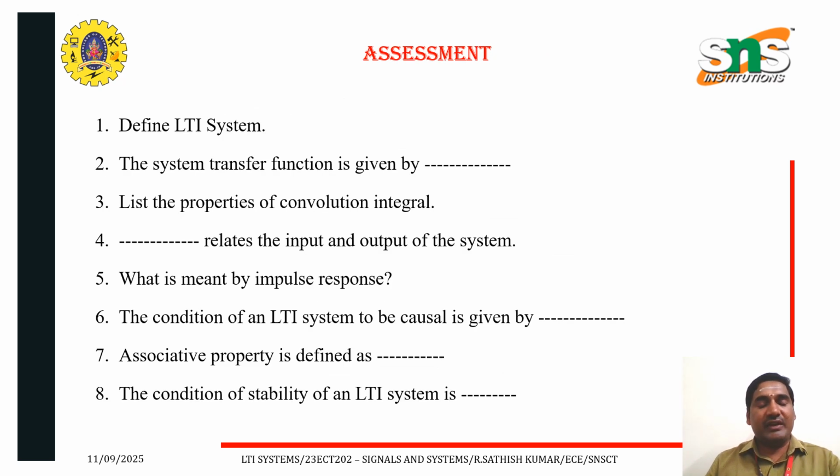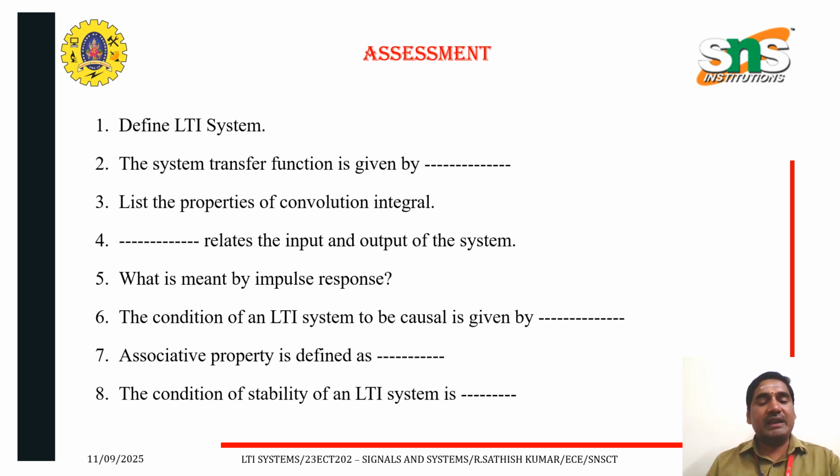Define linear time invariant system. A linear time invariant system is analyzed in terms of Fourier transform and Laplace transform. The system transfer function is given by H of s is equal to Y of s divided by X of s. List the properties of the convolution integral. It can be divided into three properties: commutative, associative and distributive. What relates the input and output of the system? The differential equation relates the input and output of the system.